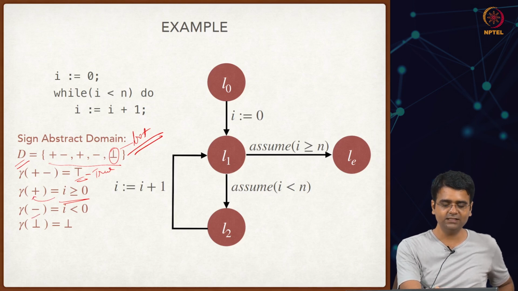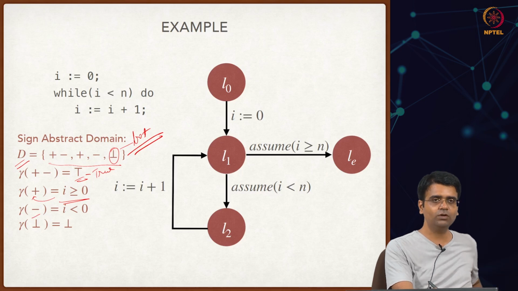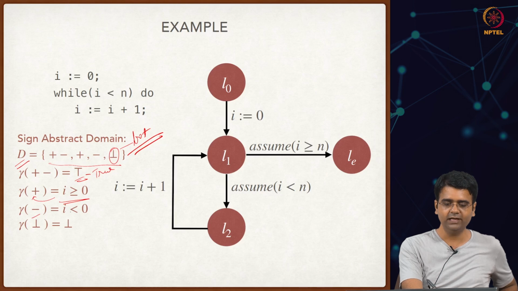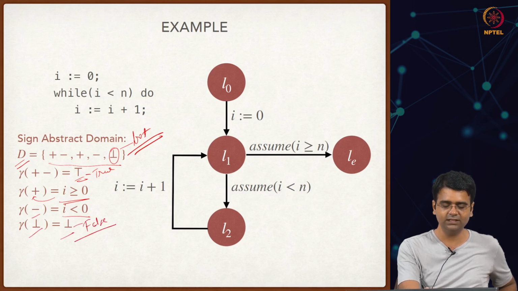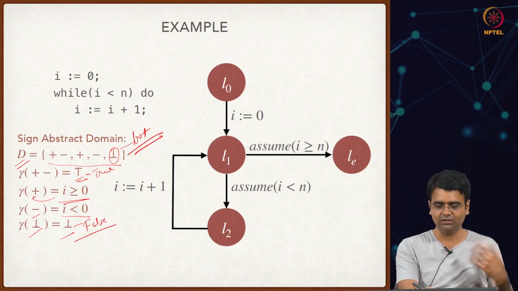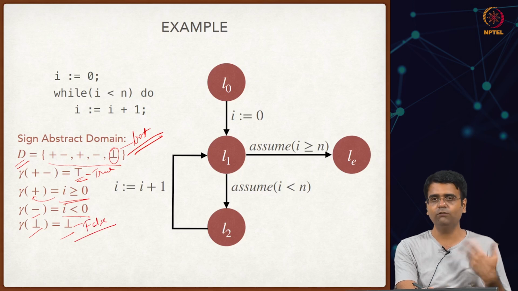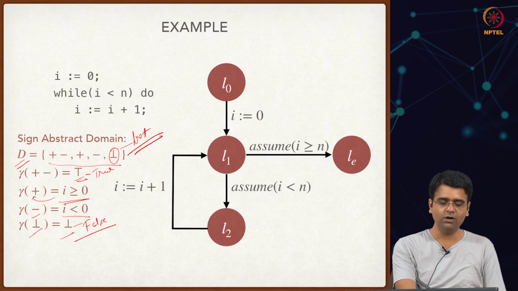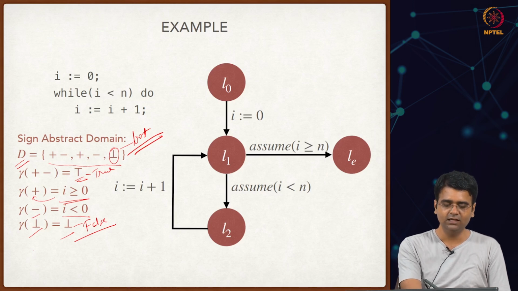Similarly, minus is approximating, or abstracting out, all the program states where the value of I is negative, that is, less than 0. And for bot, we say that gamma of bot is bot, where this bot is actually the formula false. So it's essentially abstracting the empty set of program states, or the formula false. No program state satisfies the formula false, and therefore gamma of bot is false. So bot is abstracting out the empty set of program states.